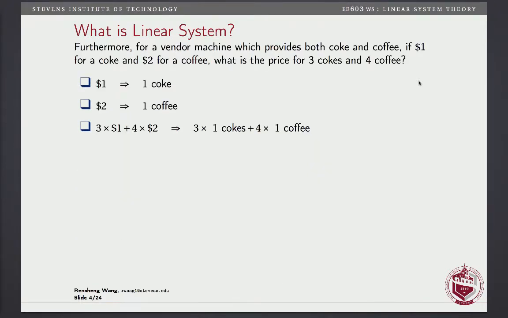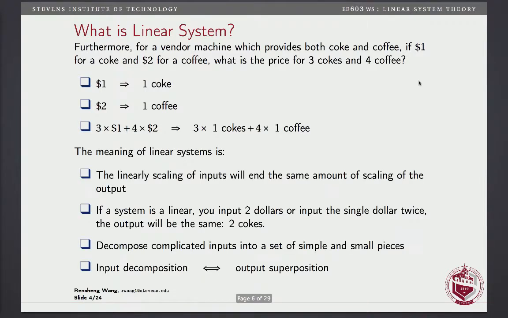Furthermore, let's think about a vending machine which can provide both Coke and coffee. Let's say with $1, you can buy 1 Coke. With $2, you can buy 1 coffee. If you need 3 Cokes and 4 coffees, you just use 3 multiplied by the price of 1 Coke, plus 4 multiplied by the price of 1 coffee. That's the total you have to pay.